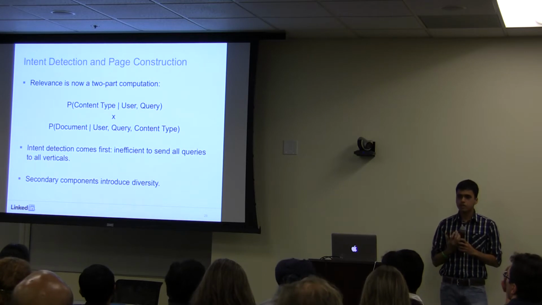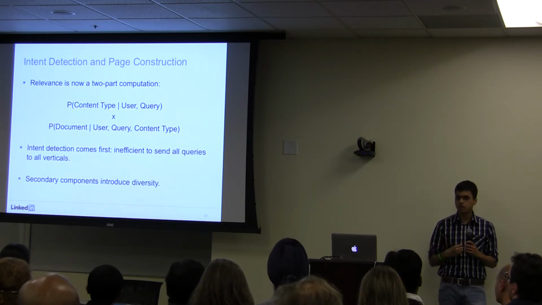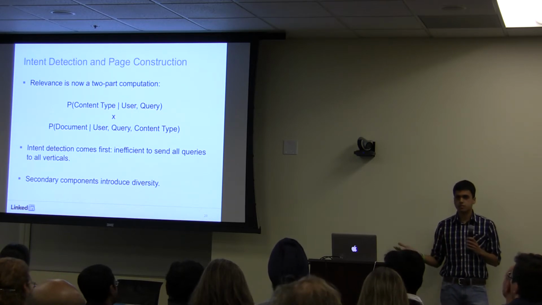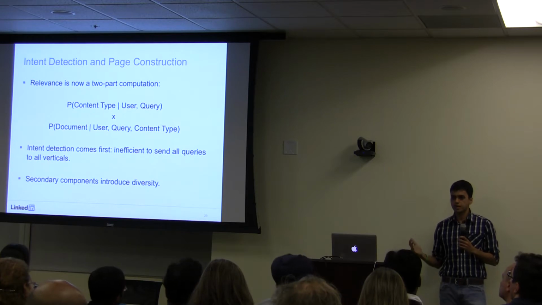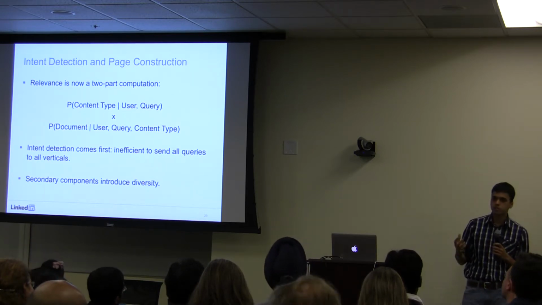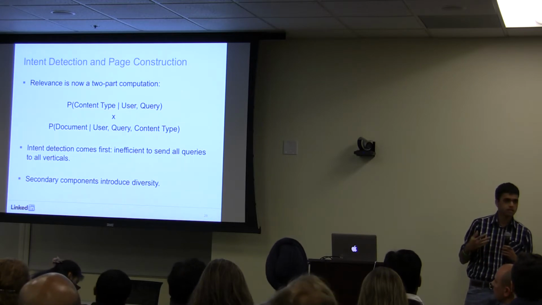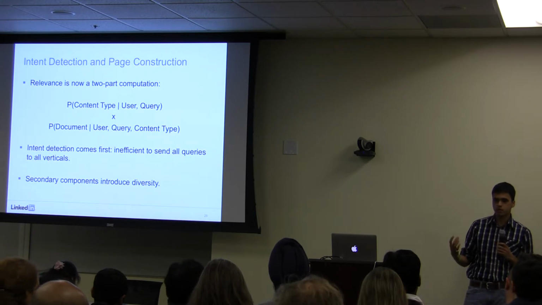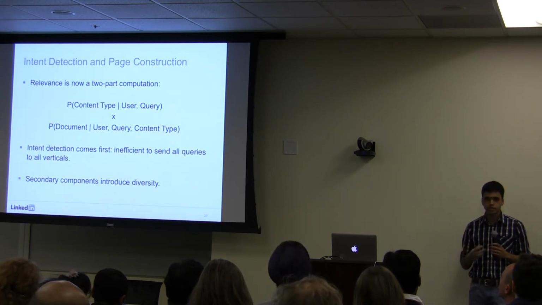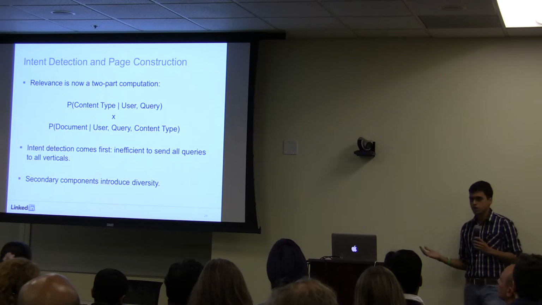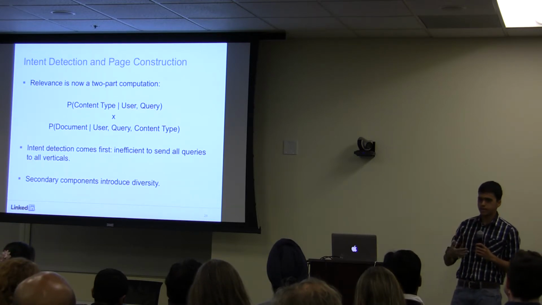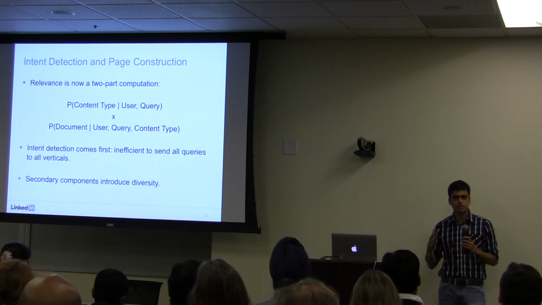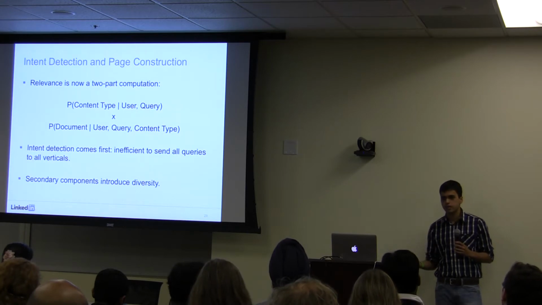Now, in theory, we could compute these probabilities and these values for all content types and all results from each of those content types. But we do not want to do that because that becomes a scaling problem. As we add more verticals into search, that approach is not going to scale. Quite a few content types affect only a small fraction of queries, and it doesn't make sense to send the full query traffic to each of those. For those reasons, we do intent detection early, the first part of the problem. We figure out what are the candidate set of content types that are relevant to the user and query pair.